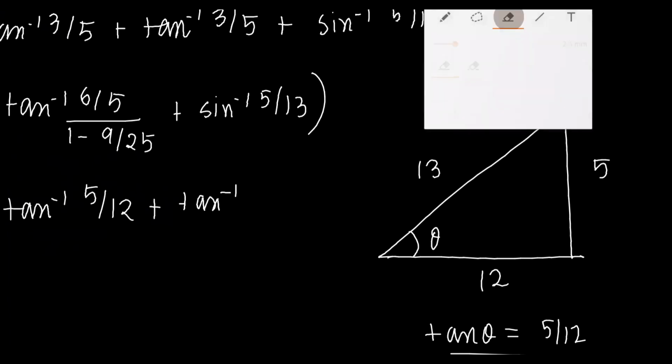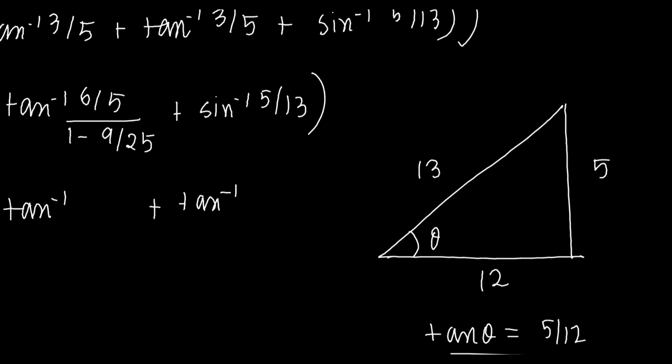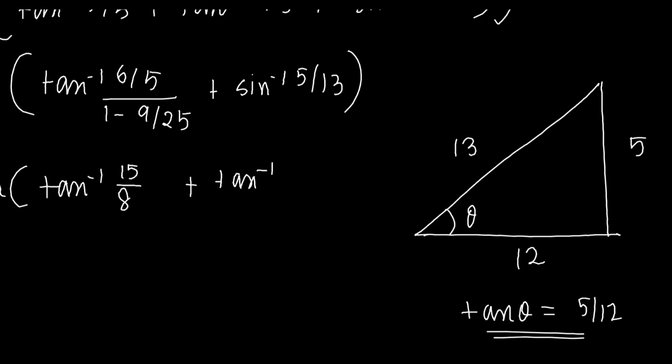Sorry, the value we will get here from this will be 15 by 8. Sorry, I had done the calculation wrong. If you do the calculation from this one, you will get tan inverse of 15 by 8, and from this we will get tan inverse of 5 by 12.